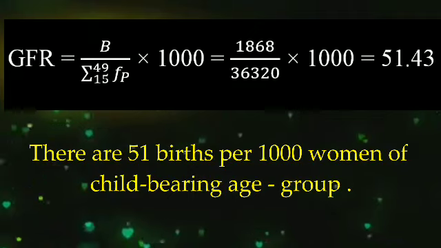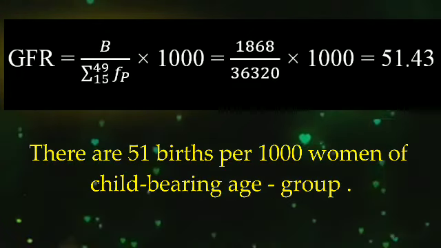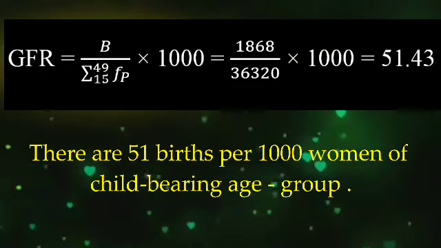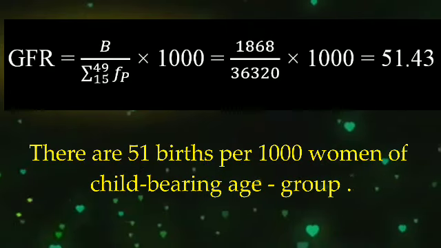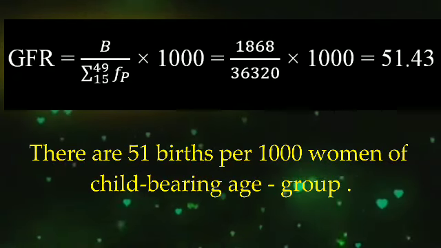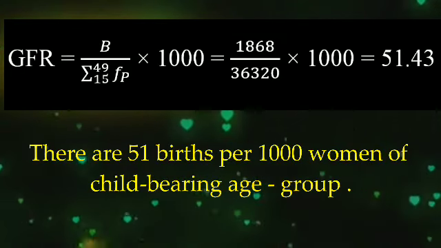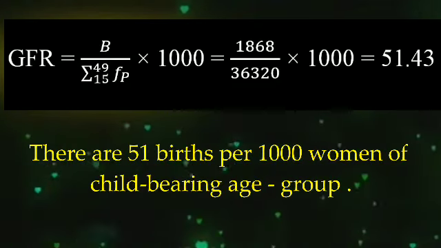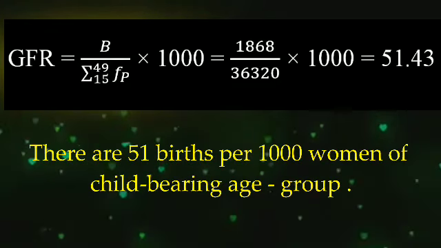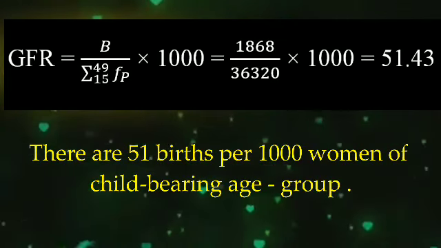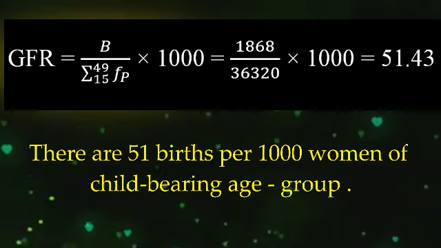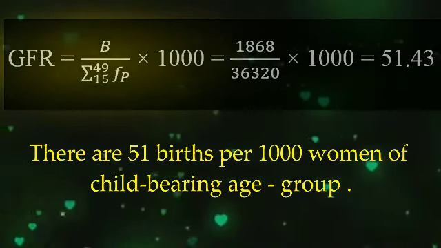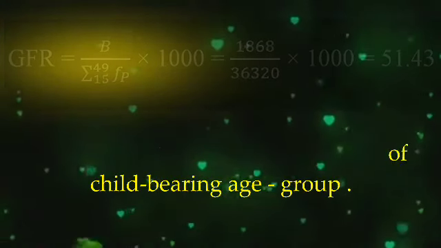So 15 to 49, the female population values are 7,310 plus 7120 plus 5860 plus 9120 plus 6910, and then multiply it by 1000. And the final answer is GFR equal to 51.43. Therefore, there are 51 births per 1000 women of childbearing age group.